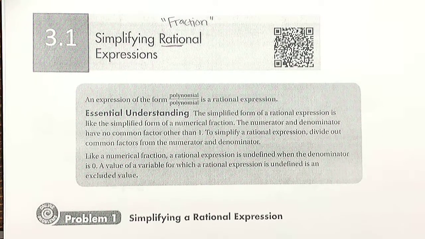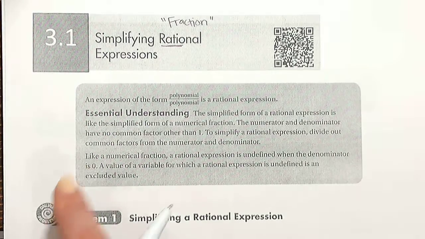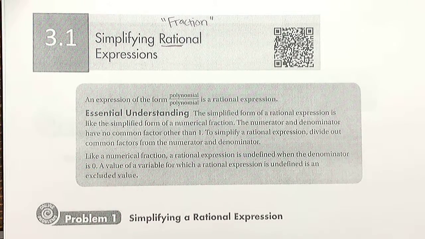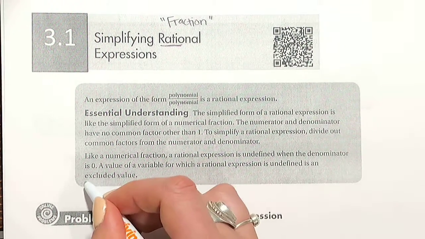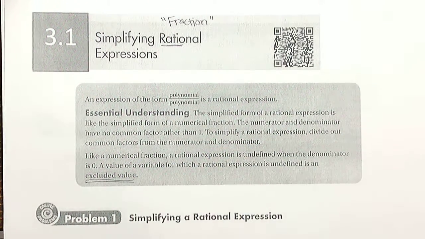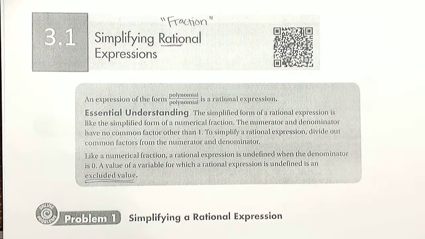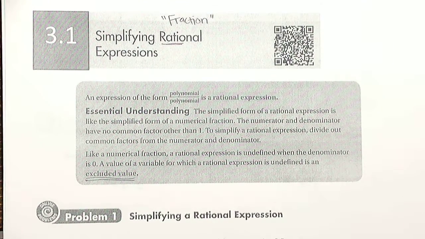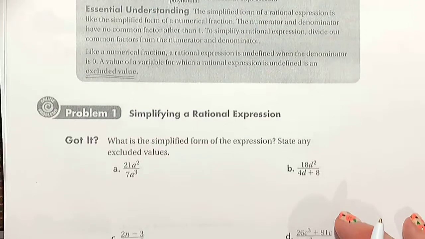But just like with a number fraction, we are not allowed to divide by 0 ever in math. So we need to look and see when will that denominator be 0. So we look and find what we call excluded values. And these excluded values are going to be numbers that if we plugged them into the fraction would make us divide by 0, which we're not allowed to do. So we want to try and find that.